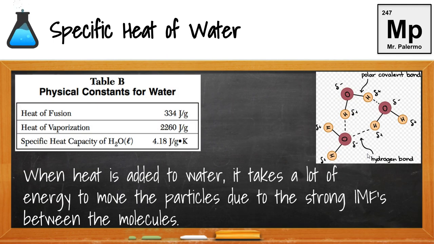Why? Well, recall that water is a very polar molecule, and it exhibits hydrogen bonding, the strongest of those intermolecular forces of attraction. And so when heat is added to the water, it takes a lot more energy to move those particles due to those strong interactions between these molecules. And the specific heat value of water is on our reference table. It's on Table B on the front and says specific heat capacity of water, which is 4.18 joules per gram Kelvin or gram degrees Celsius, depending on the question.